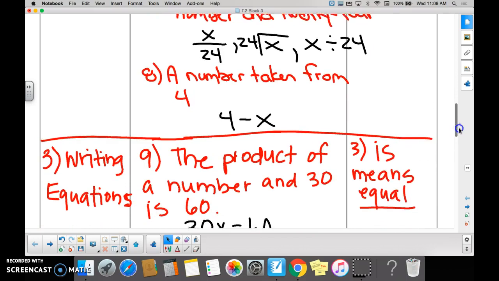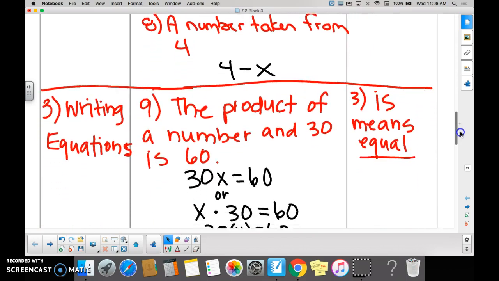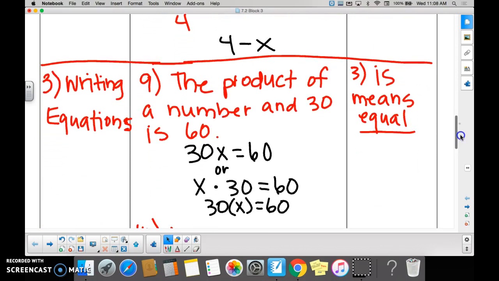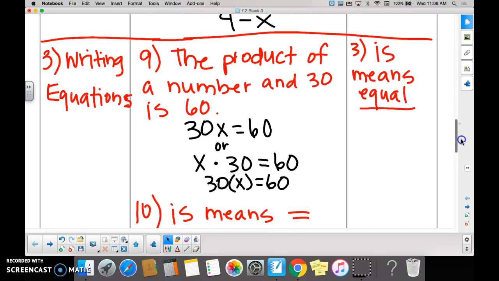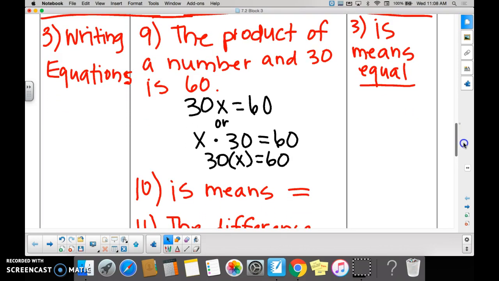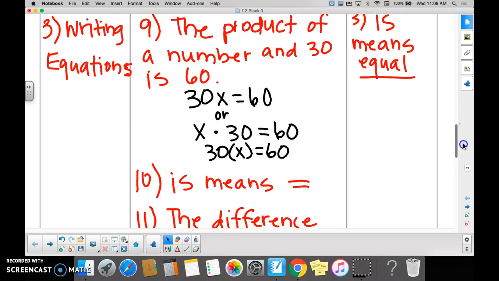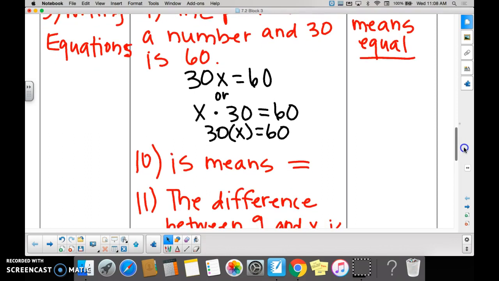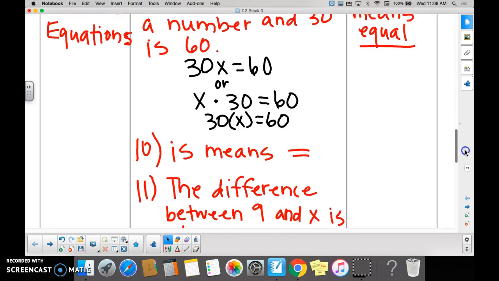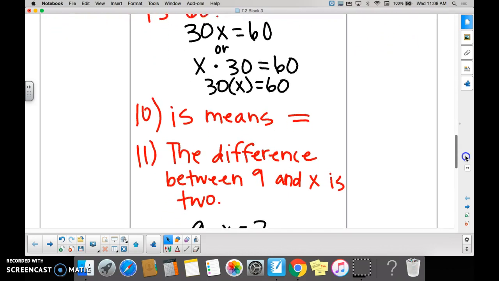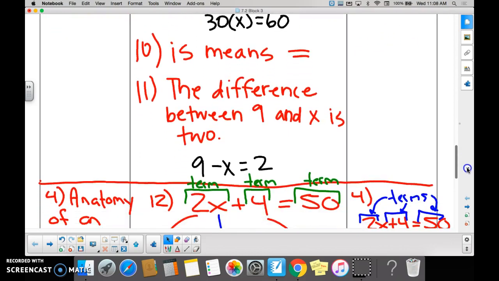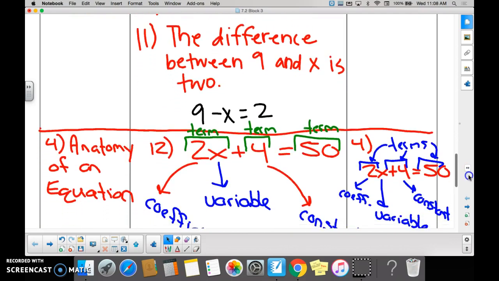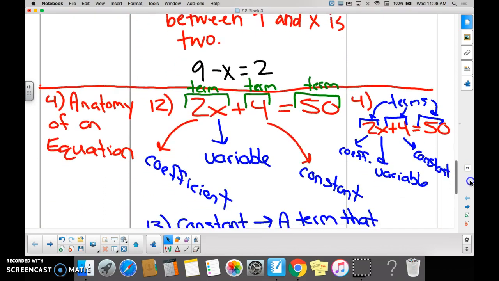Miss Ackerman did this one with you. Miss Ackerman, is there anything from this section that you think they should pay attention to? It means equal. I think that's important. Okay, so anytime you see the word is, you know you're not writing an expression, you're going to be writing an equation. And you guys were pretty good with the word is meaning equal, right? Yes. I believe we had that up on our cheat poll earlier this year.